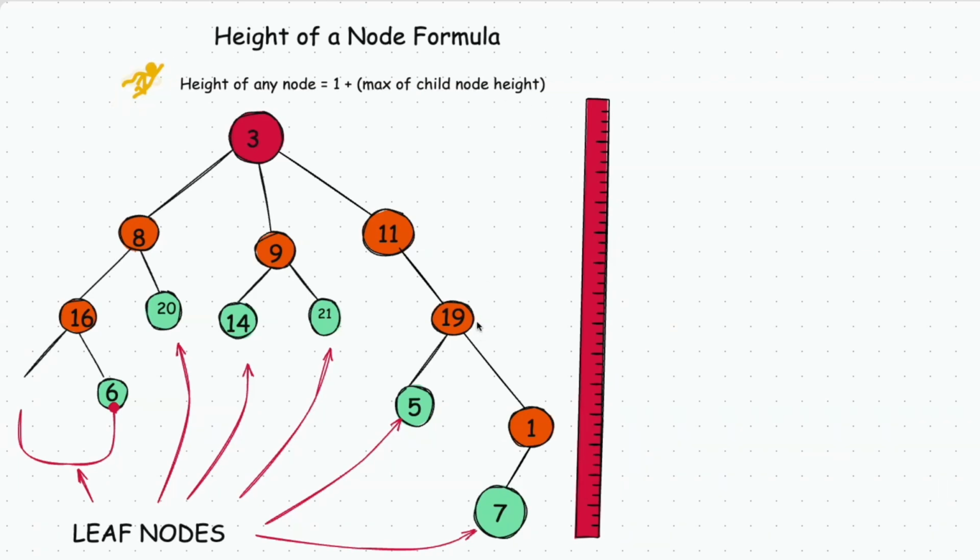So let's consider the height of 11. If we know the height of 19, what is the maximum height of 19? It is obviously 2 and not just 1. If we consider 5 as a leaf node, it is just 1. If we consider 7 as a leaf node, the height is taken into account by the farthest leaf, so 1 and 2. So the height of 19 is 2, and if we add 1, it becomes 3. So the height of 11 is 3. This formula is 1 plus the maximum of the child node height. The maximum of the child node height is 2, not 1, and plus 1 is 3. So 1, 2 and 3.